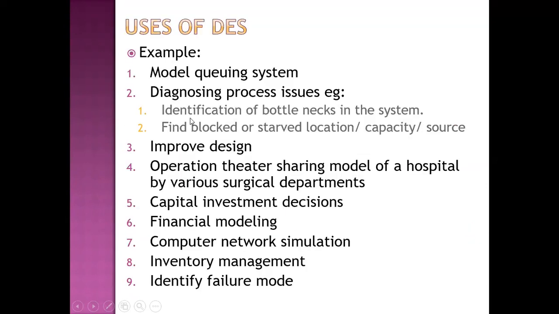Uses of discrete event simulation. The common uses include modeling of queuing systems and diagnosing process issues, for example, identification of bottlenecks in the system, finding blocked or starved locations, capacity or sources in the process. We can improve design. An example is the operation theater sharing model of a hospital by various surgical departments. We can use DES in capital investment decisions, in financial modeling, in computer network simulation, in inventory management, and to identify failure modes.